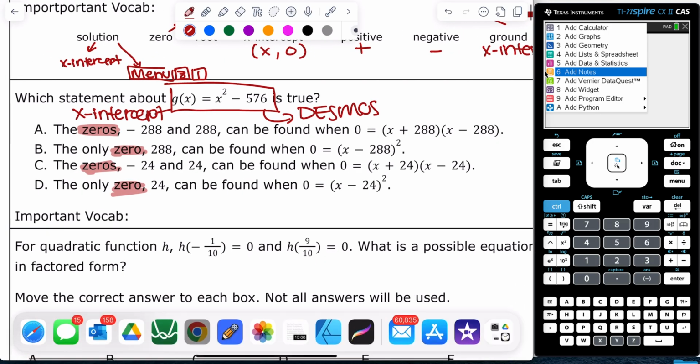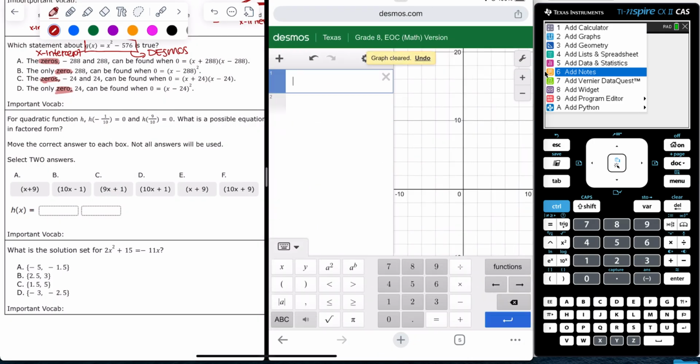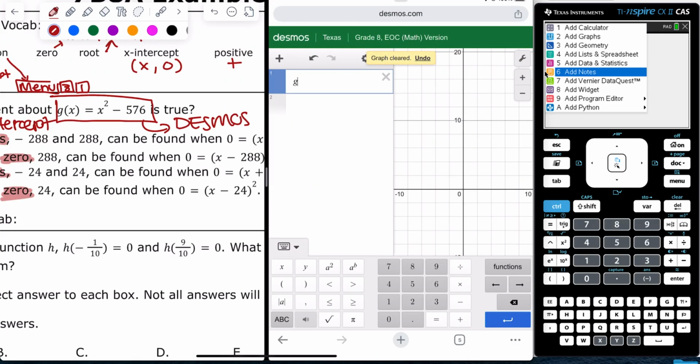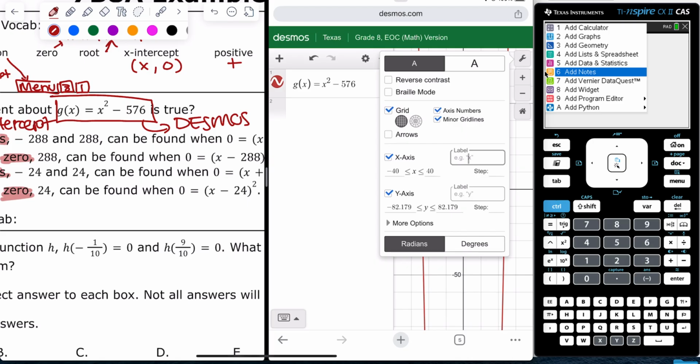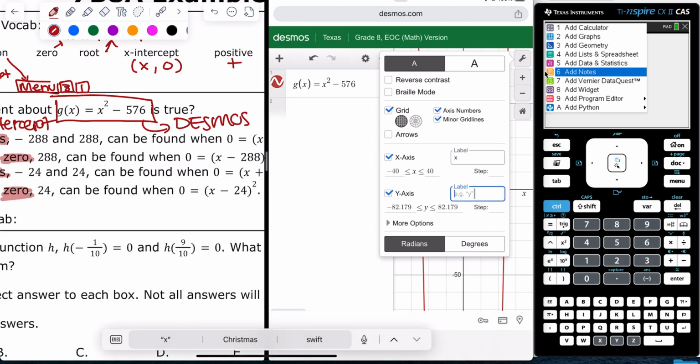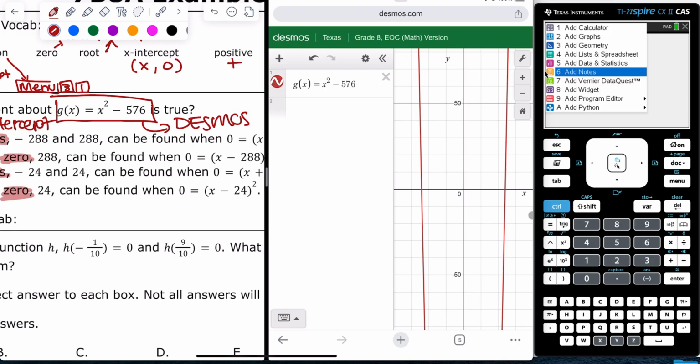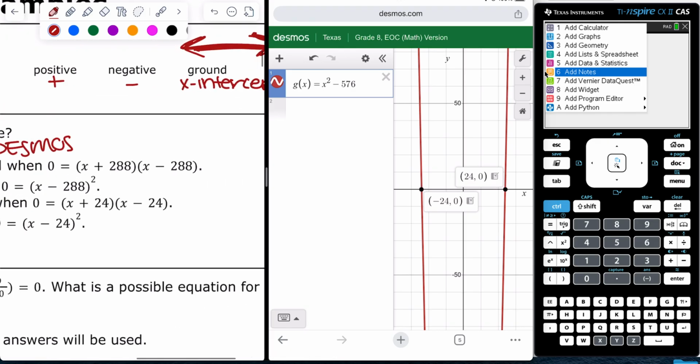And Desmos, delete all. We're going to copy g of x equals x squared minus 576. And I don't see any red, so I'm going to zoom out until I see red. And there they are. So I'm going to press tools. And remember, this is example x, I'm going to type x, example y, y. Now this is my y-axis, this is my x-axis. So I have 24 and negative 24. So I have 24, 0, and negative 24, 0.